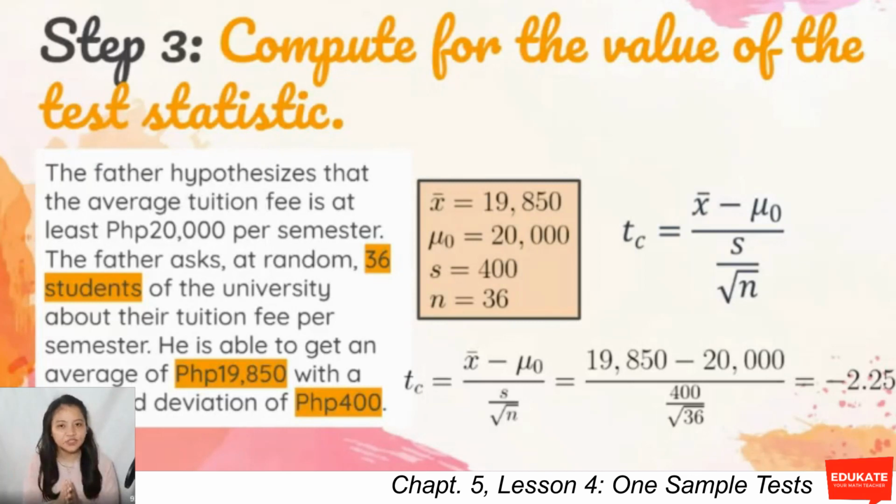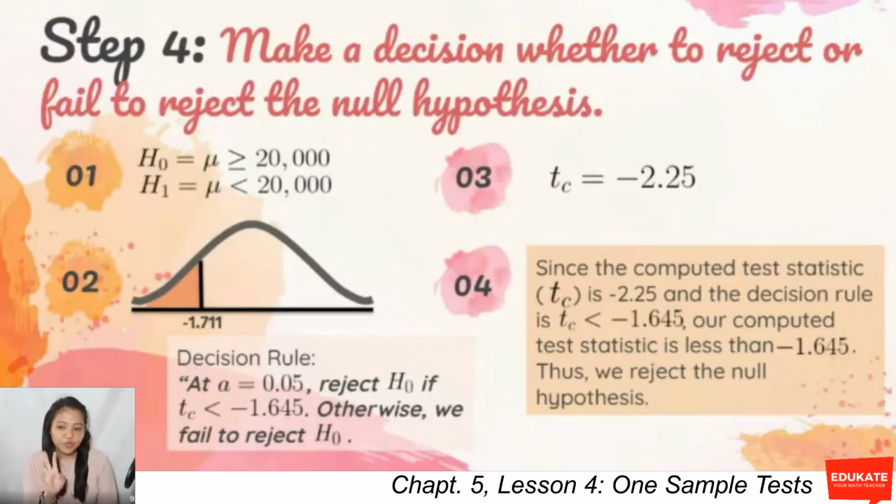Placing this expression in your scientific calculator, we will arrive at the answer, negative 2.25. For step 4, we are going to make a decision whether to reject or fail to reject the null hypothesis by looking at our previous 3 steps.